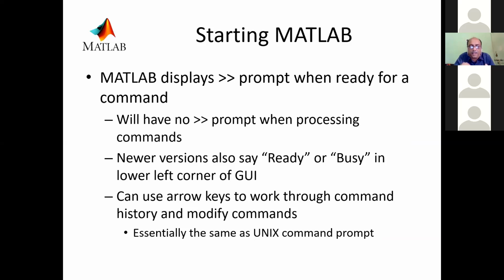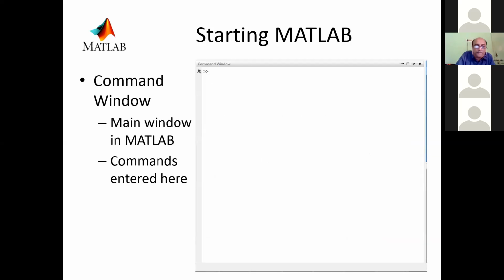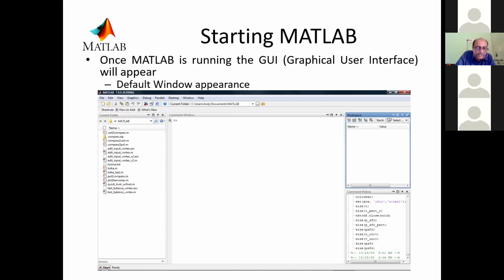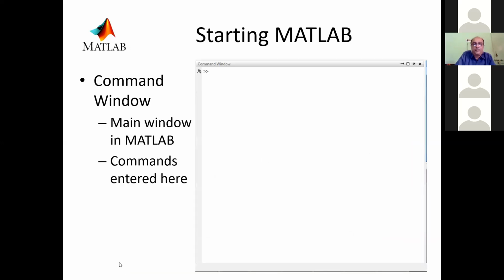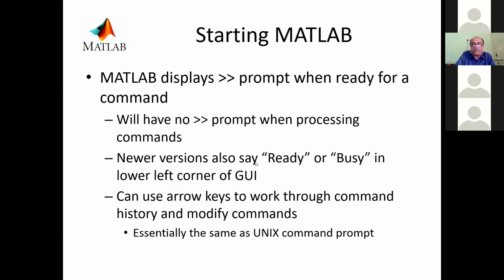On your screen, you will see a ready symbol or the word ready. If the system is executing some code, near the start button, just below on the left-hand side, you will see the word BG instead of ready. In newer versions also, the ready or BG indicator is in the graphical user interface. It is essentially the same in Unix. Remember, Unix Matlab is a little bit different and Windows Matlab is different.